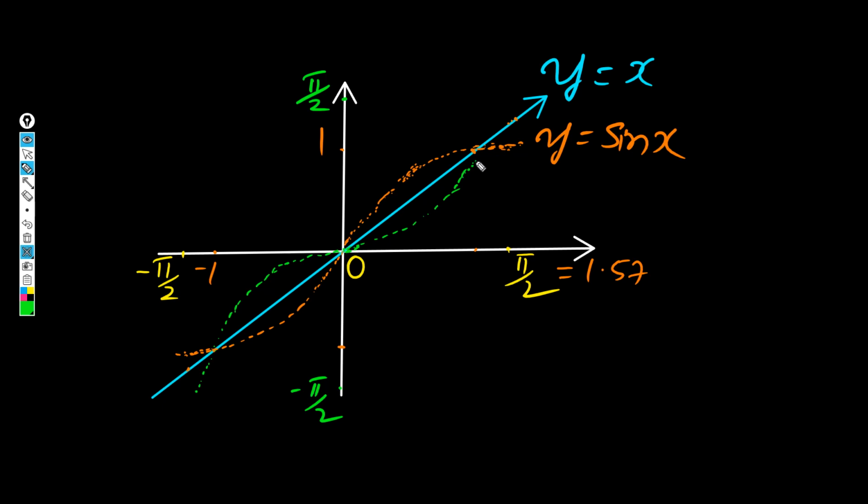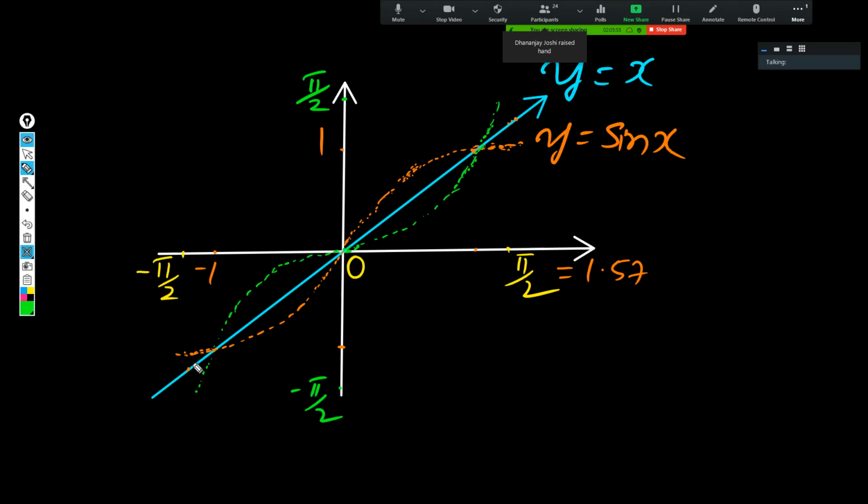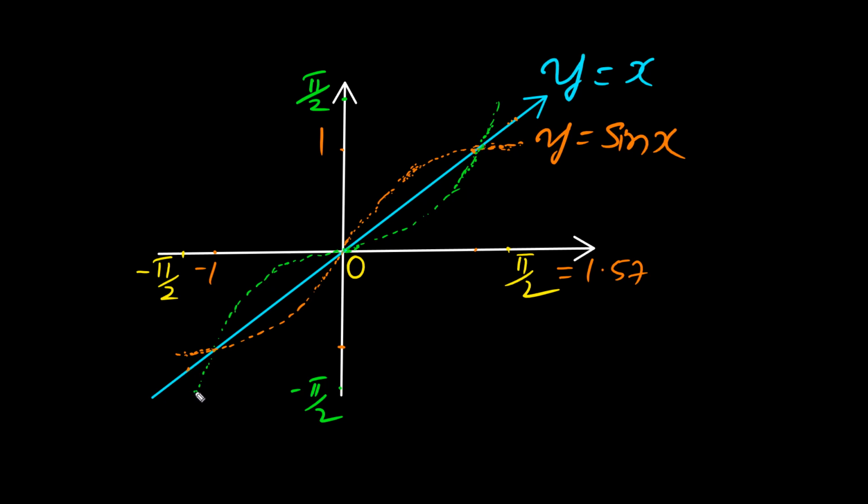The graph that we need is in the green color now. This is what the graph is. The graph which we need is in the green color now. Yeah, Dhananjay.